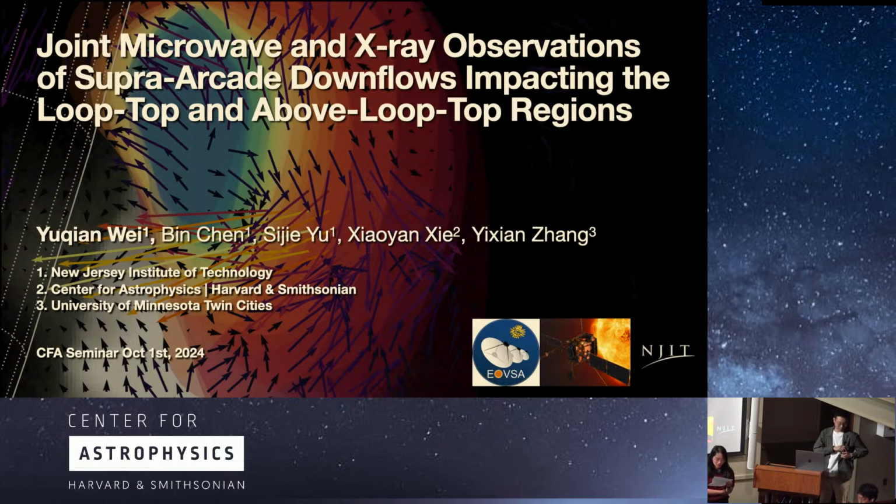Yuqian is participating in upgrading the Expanded Owens Valley Solar Array to EOVSA 15. And he is also exploring the application of deep learning methods in radio interferometry imagery reconstruction. Yuqian's research interests also include radio images, statistical data analysis, software development, and continued observational studies of the energy release and coronal magnetometry, utilizing data from EOVSA combined with multi-wavelength observation.